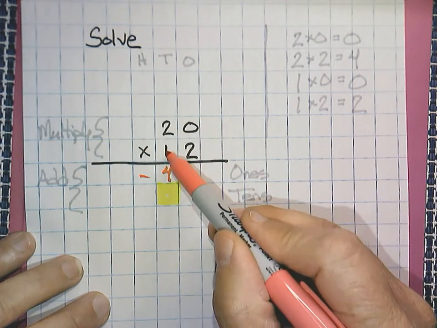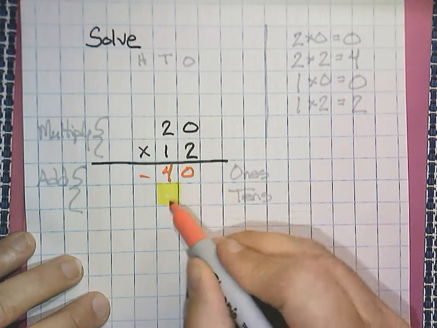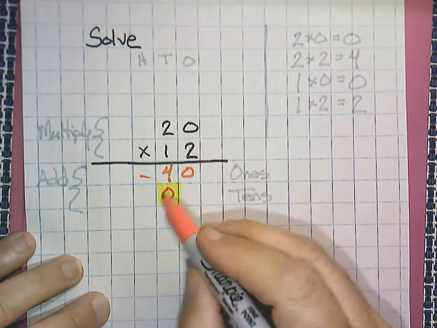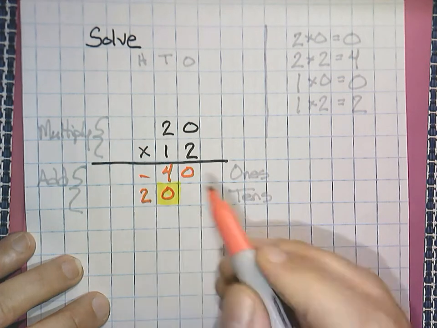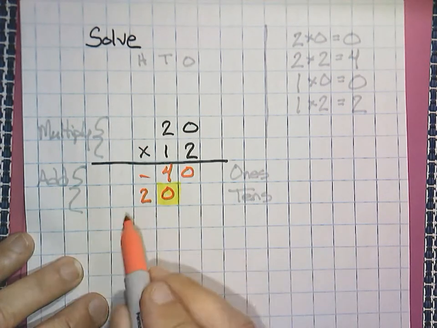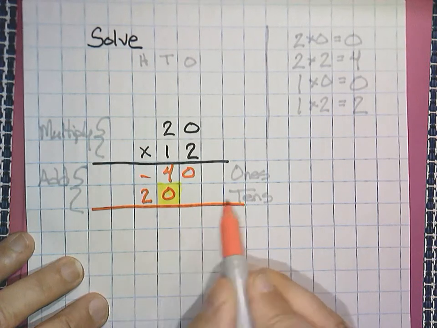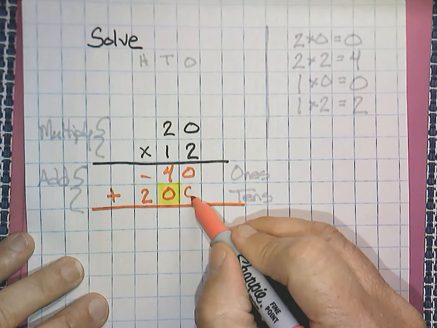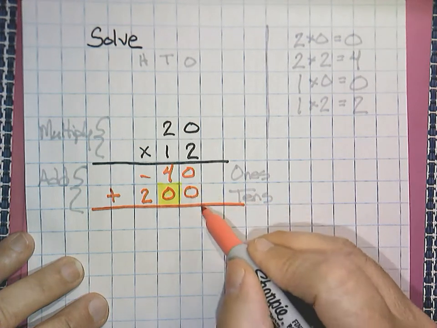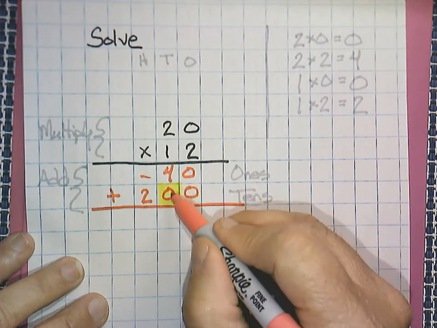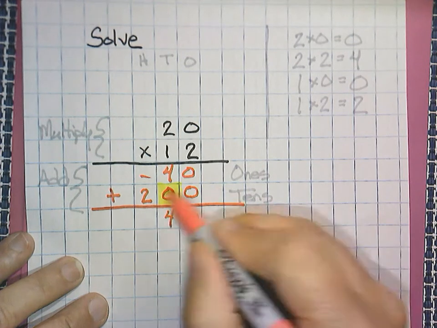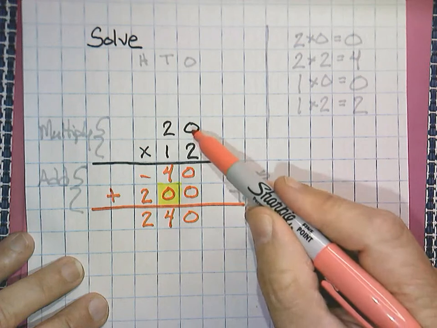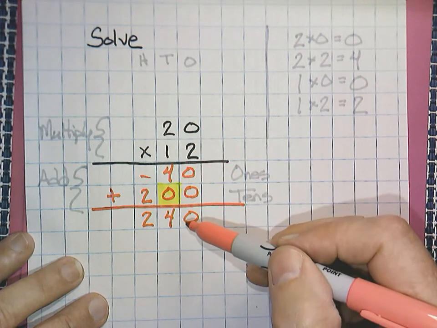We're going to jump into our tens. 1 times 0 is 0. And 1 times 2 is 2. Now we're going to add. And you can put in your placeholder. 0 plus 0 is 0. 4 plus 0 is 4. And 2. So our product is 240. In other words, 20 times 12 is equal to 240.